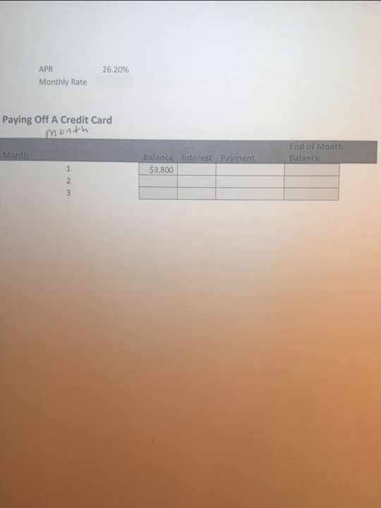Okay, so this is our last file, paying off a credit card. It's hard to see there, but there's the months, 3 months, but it keeps going on your sheet, obviously. That's the beginning balance. That's interest, how much interest you're paying each month. This is the payment, which you're going to have to decide what to make, and that's your balance at the end of the month. So it gives you the annual percentage rate, and you have to find the monthly rate.